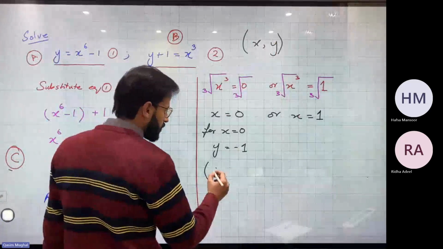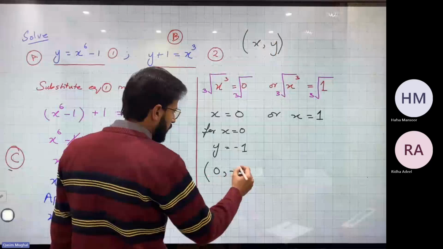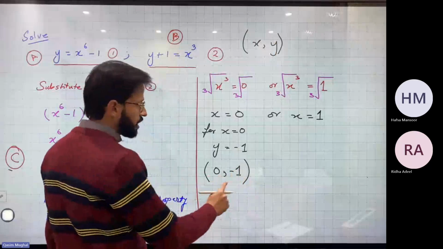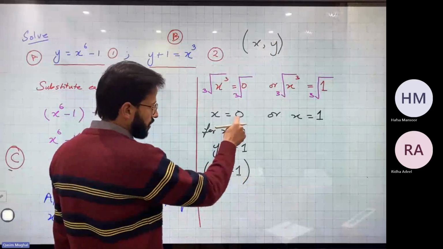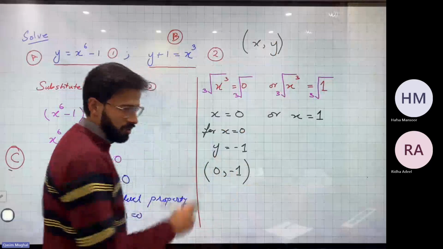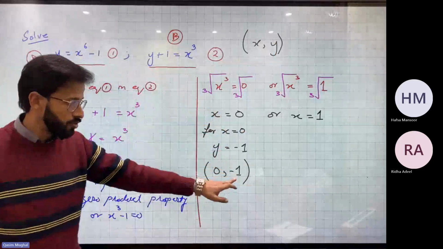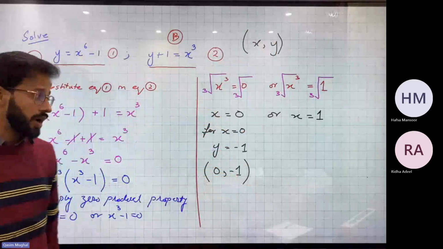तो इसमें x क्या है आपके पास 0 और y क्या है -1. It is important that for each value of x, you need to put its own corresponding value of y.